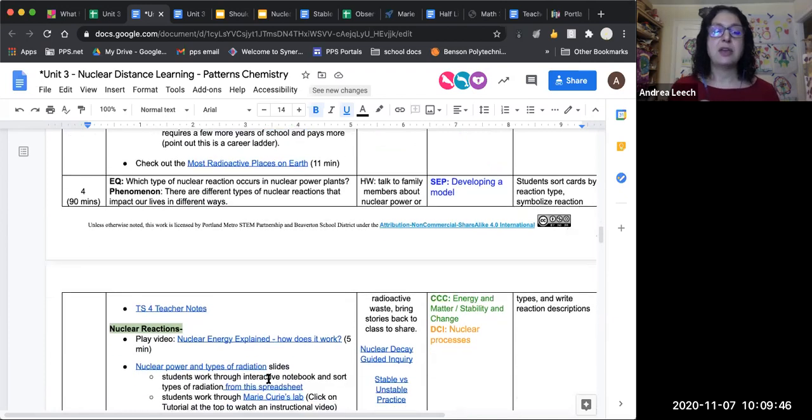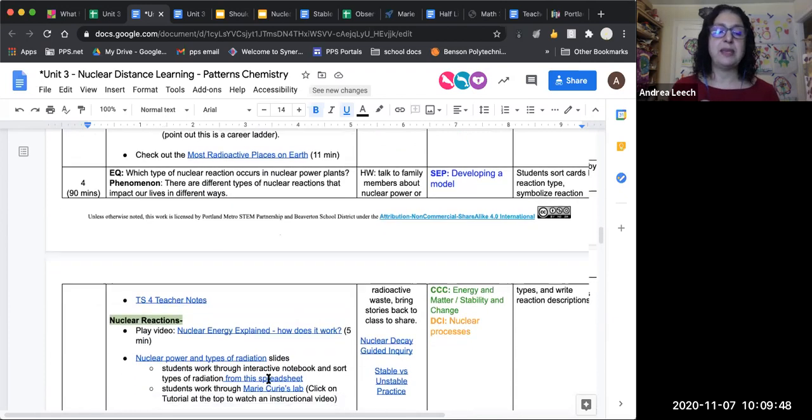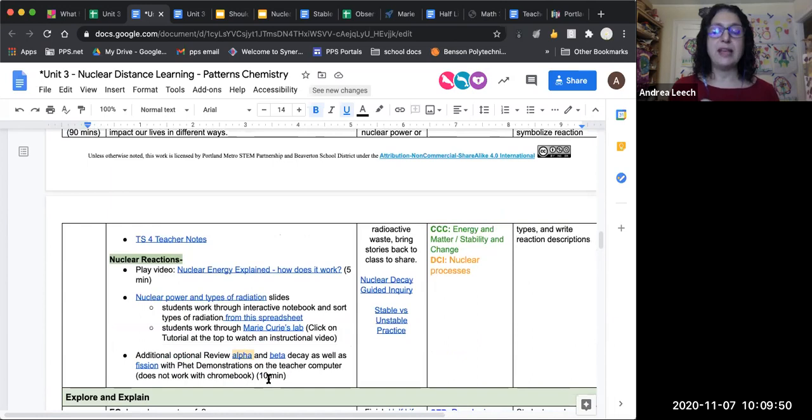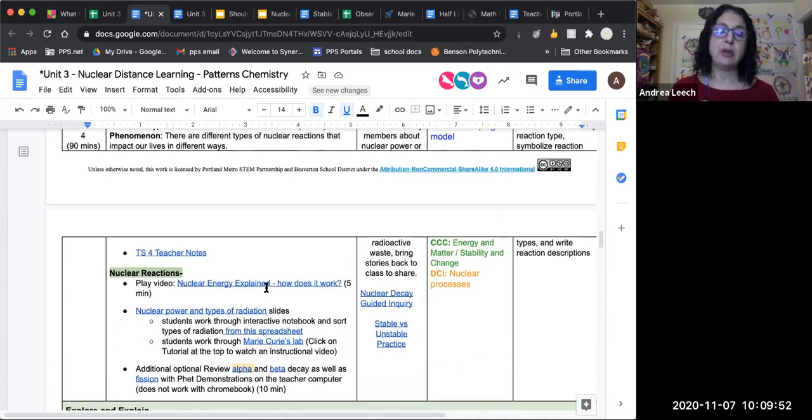After that, there's a piece around radiation. And so it starts off with how a nuclear power plant works, lets them go through a sort where they look at different kinds of radiation.